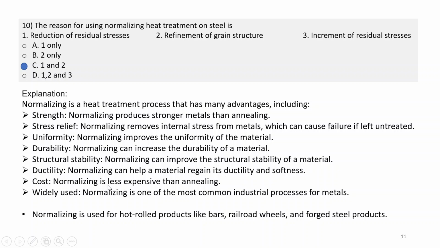Normalizing is less expensive compared to annealing, because in case of annealing you will require more time and more usage of furnace, because furnace cooling is used in annealing, while in case of normalizing, during the cooling part you will be putting your material in air, so it will be less expensive. Widely used: normalizing is one of the most common industrial processes for metals. Normalizing is used for hot rolled products like bars, railroad wheels, and forged steel products.